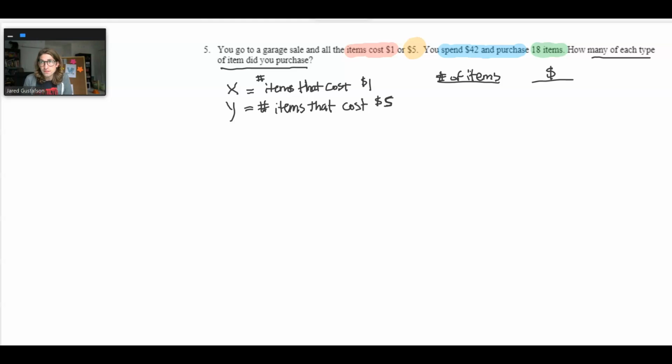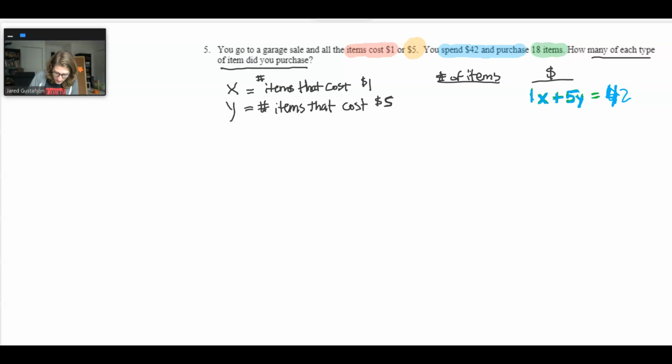And as I said on the previous problem in class, the money one is the one people normally get. For the money one, every time you buy an X item, it costs $1. Every time you buy a Y item, it costs $5. I want to do the money in blue. Every time you buy an X item, it's $1. Every time you buy a Y item, it's $5. And you spend overall $42. So there was our money equation.